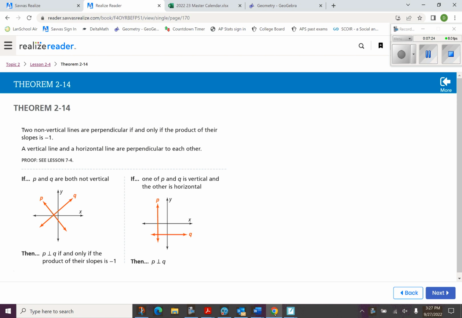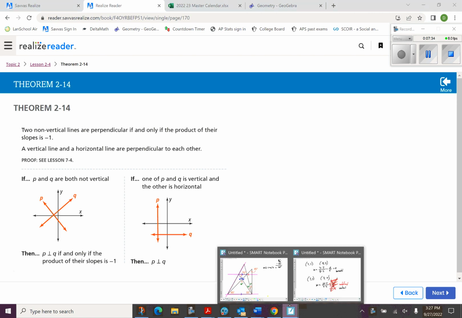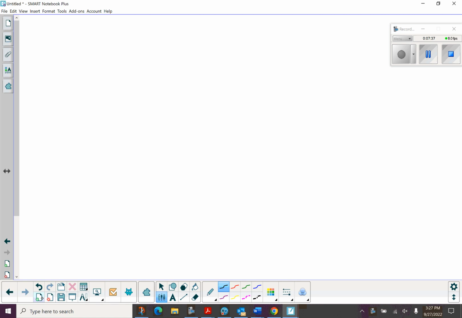Two non-vertical lines are perpendicular. Oh, I hate the way this theorem is always phrased. If the product of their slopes is -1. So if you're going through and you find that the slope of one line is 4/3, the product of their slopes is equal to -1. That really doesn't help you all that much.